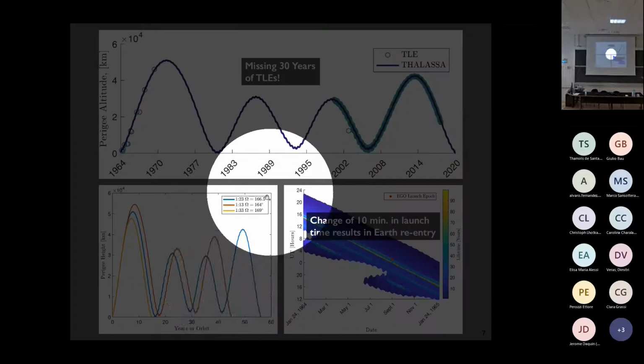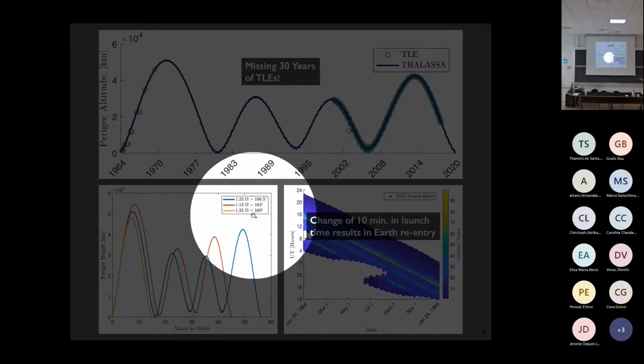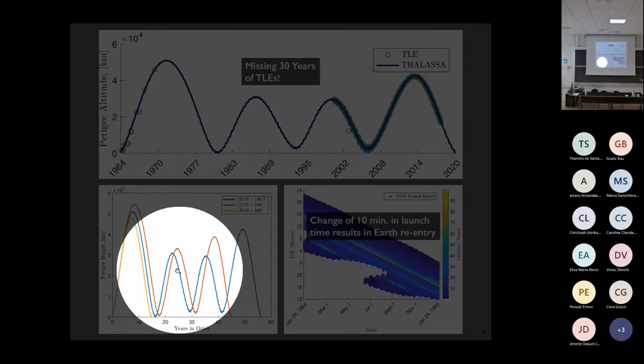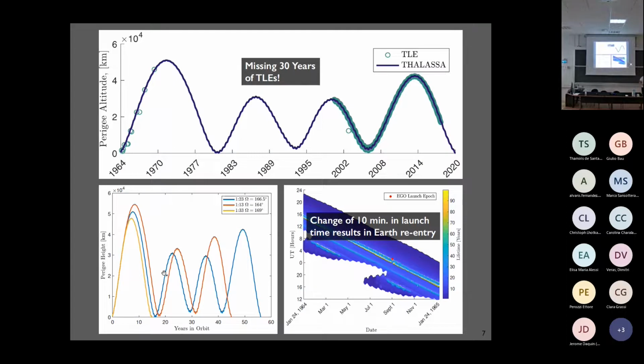So one of the interesting things to note, though, is that had they just delayed the launch by 10 minutes, or advanced the launch by 10 minutes, because of the orientation of the Earth, Moon, Sun system and the secular resonances that are affecting the dynamics, this spacecraft would have actually re-entered a long time ago instead of being this long-lasting LEO to GEO crossing debris.